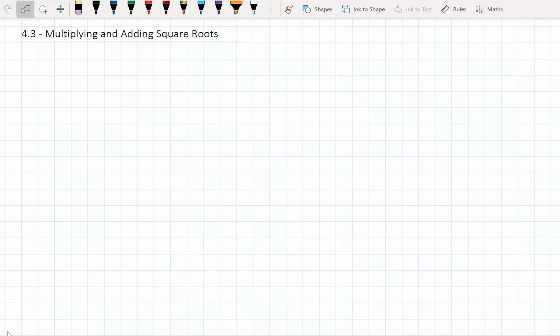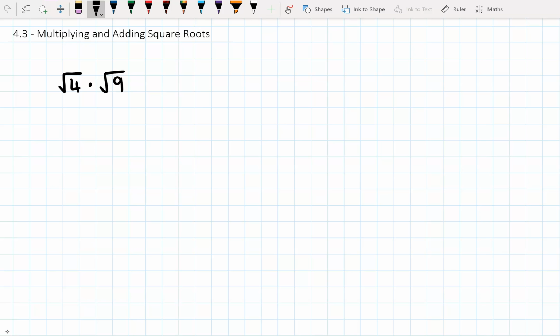Okay, what we're going to do now is look at how to multiply and add square roots. Now, this is pretty nice actually. For multiplying square roots, we are going to try and come up with a rule here. So if we have the square root of 4 times the square root of 9, let's have a look at that.